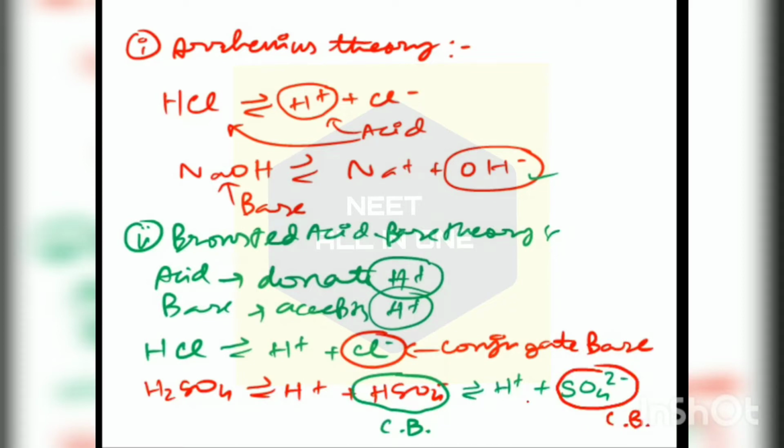So according to SO4 2 minus, it's an acid, but according to H2SO4, it's a base. So it's a very important question for NEET, because they can ask you what is the conjugate acid of SO4 2 minus, so that will be our HSO4 minus. What is the conjugate base of H2SO4? That will also be our HSO4 minus. Okay, so our Bronsted acid base theory is also done.